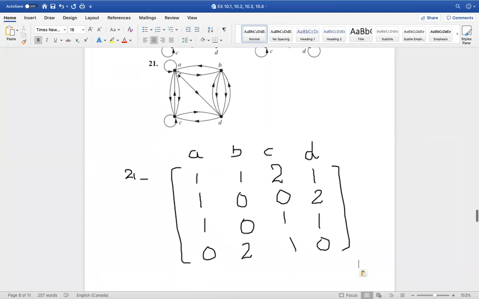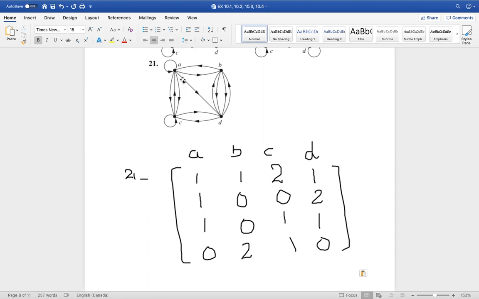So for question number 21, we have a lot of edges we can already see. A degree, the number of edges, can also be more than 1, so it's not either 0 or 1. It can also be 2, 3, or 4. Here we have the vertices written on the top, A, B, C, D, and likewise A, B, C, D representing these rows.